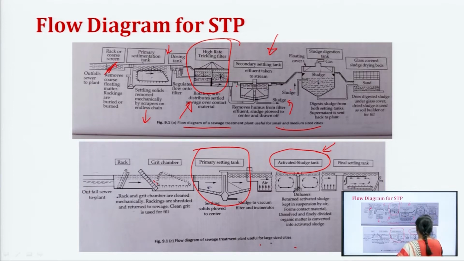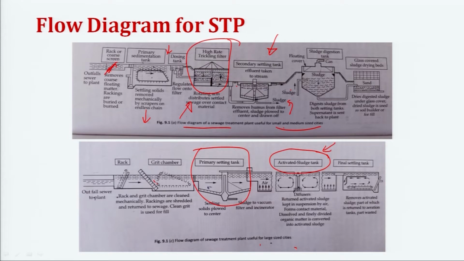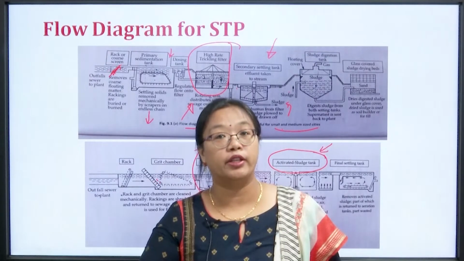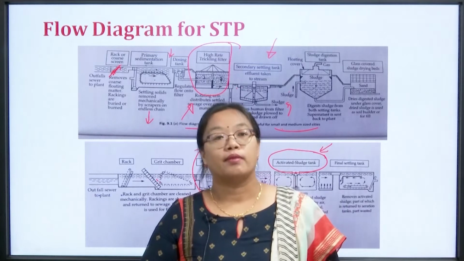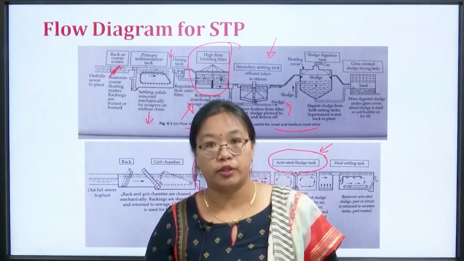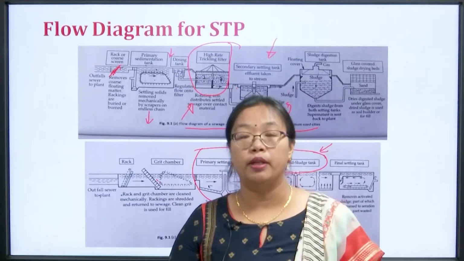At the same time, in large cities we do not have that much area, and a trickling filter is going to take a larger area than an activated sludge process. So, it will be wiser to use an activated sludge process in a large city, right. Then finally, the effluent of the activated sludge process will go to a final settling tank. The sludge is going to go to a sludge digestion tank, and the effluent from the secondary sedimentation tank can be discharged into a river. Okay. So, this is the flow diagram of an STP.